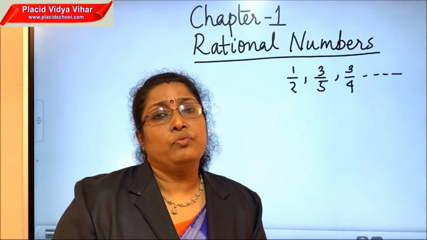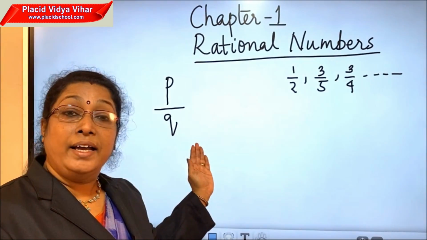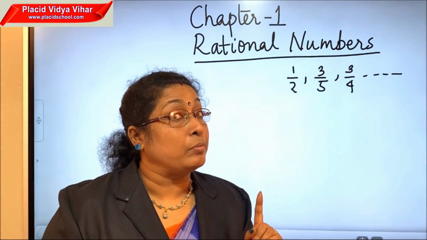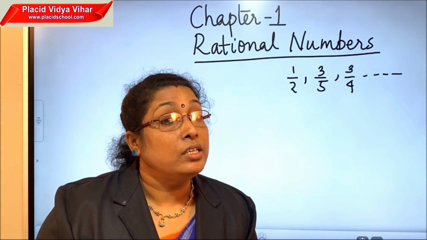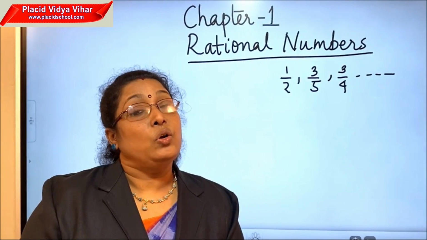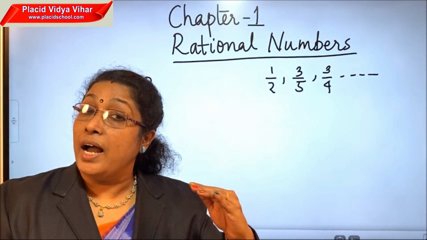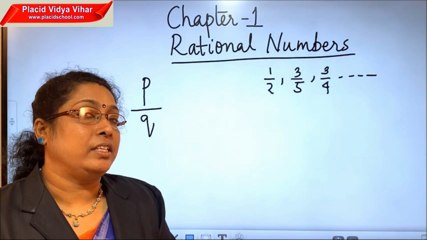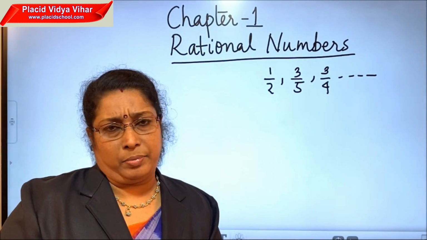Every number which can be expressed in the form P by Q, where P and Q are integers, but remember, Q must not be equal to 0, is called a rational number. Once again, every number which can be expressed in the form P by Q, where P and Q are integers and Q not equal to 0, is called a rational number.